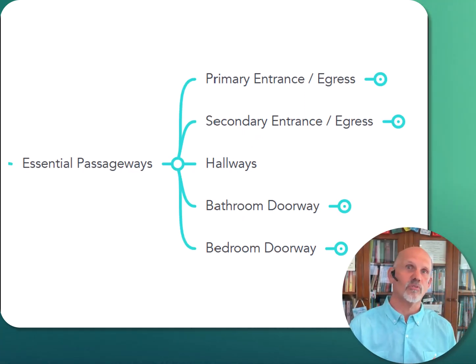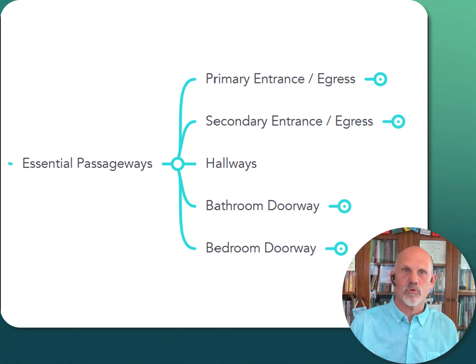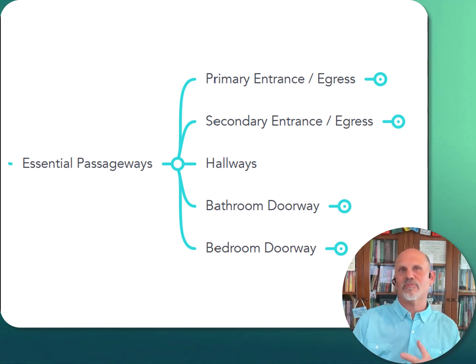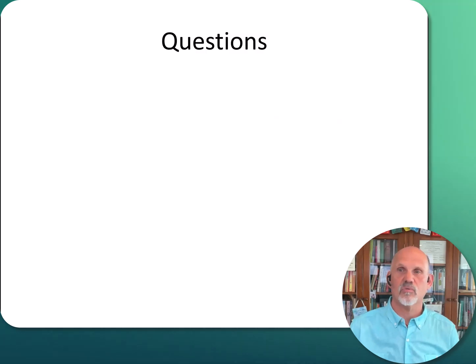And when we start to look at passageways, we start to look at what areas of transition become important to our patient. And of course, we can't forget the primary entrance and egress and the secondary entrance and egress. It's important that patients be able to enter and exit the home by more than one manner. And that's just a safety concern. Like if the house is on fire and it's blocking the primary ingress, egress, we need to have a way for them to get out as well.